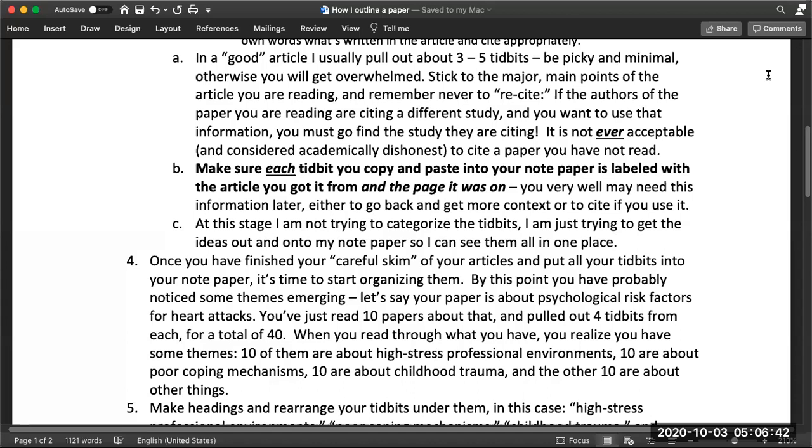Okay, so the next thing is really important: make sure that everything that you're copying and pasting into your note paper is labeled with the article that you got it from and the page number that you got it from. I cannot emphasize this enough, because you're going to think, oh, it's okay, I'm not going to have to go back and look at anything else on this page. I have enough for the citation. Believe me when I say write it all down. You may very well have to go back, and it is a drag to have to go back and find the original spot.